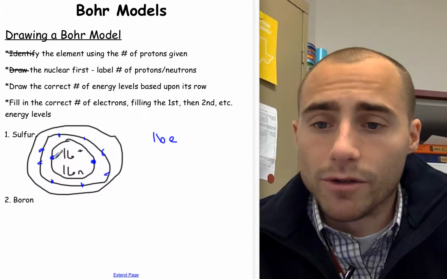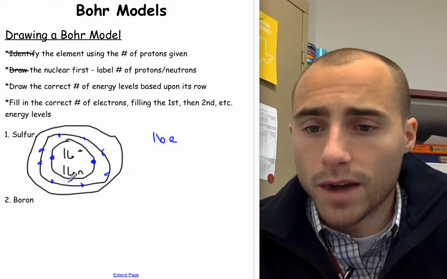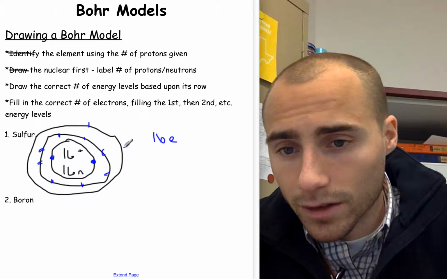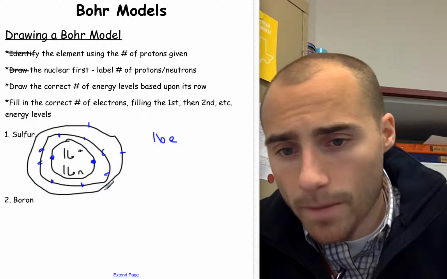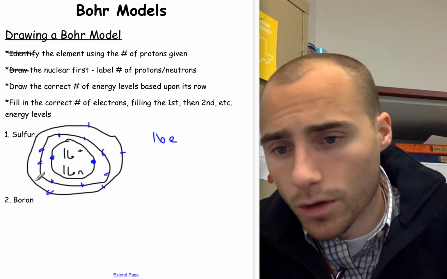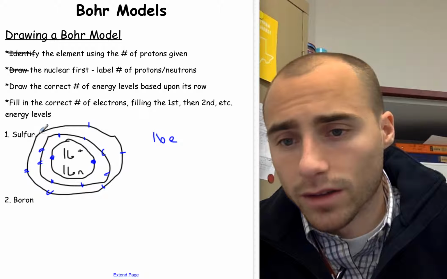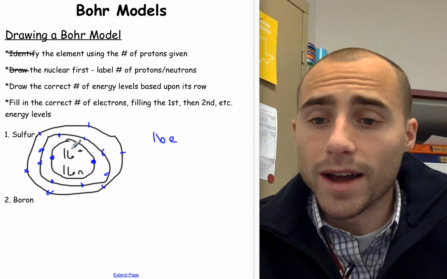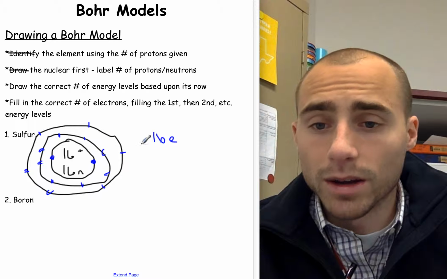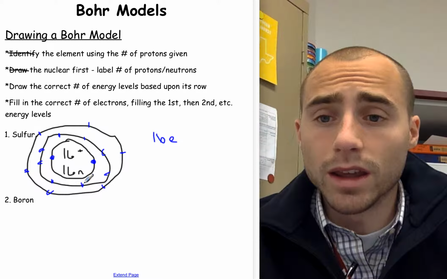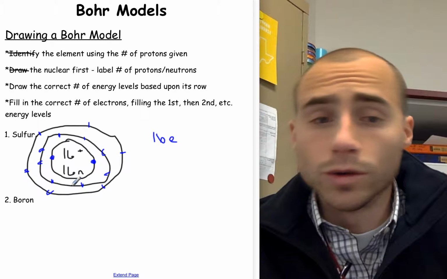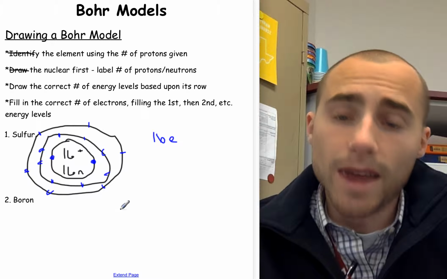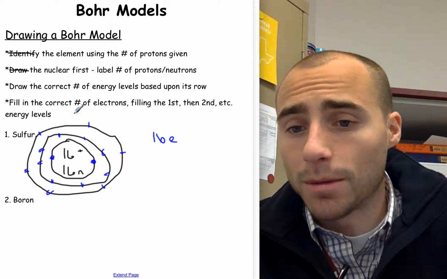I've drawn 1, 2, 3, 4, 5, 6, 7, 8, 9, 10. So how many more do I have to put? Correct. 6. 1, 2, 3, 4, 5, 6. And then I am done. That is my Bohr model for sulfur. So all it is, is making sure you can identify how many protons and neutrons, and then the correct number of rings, energy levels, based on the row, and then drawing in those electrons. And making sure you put 2 on the first level, 8 on the second level, 8 on the third level, or however many you need to put to properly fill it in.